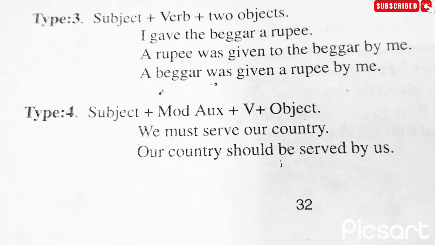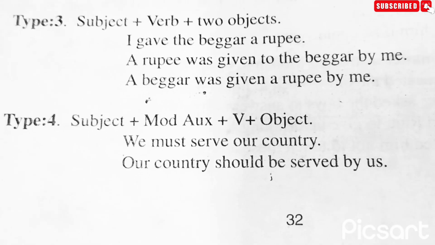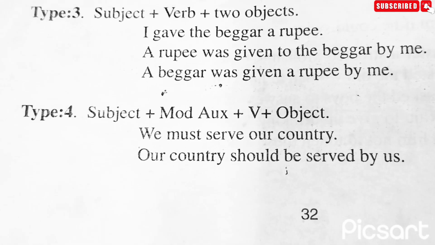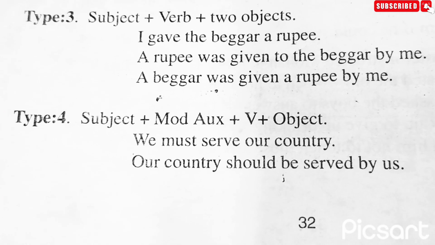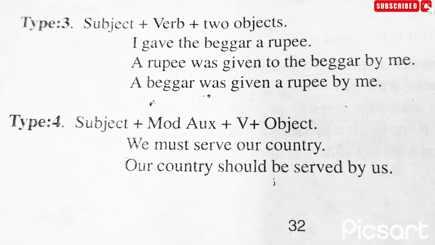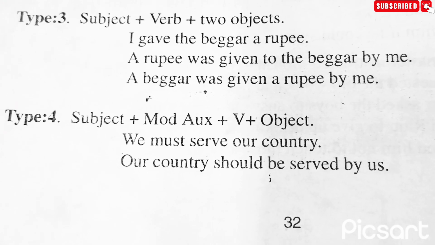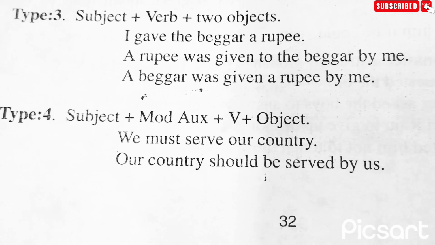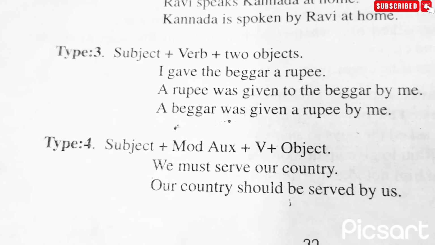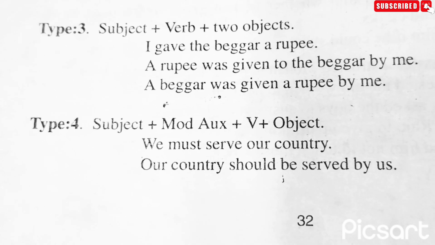First, I take a rupee as a subject. A rupee. Gave means it is a past tense. So the suitable to be form is was. A rupee was. Given is the V3 form of give. Give, gave, given. So we write given to the beggar by, preposition by. I, object form me. In the same way, we can also use beggar as a subject. A beggar was given a rupee by me. So it is type 3.